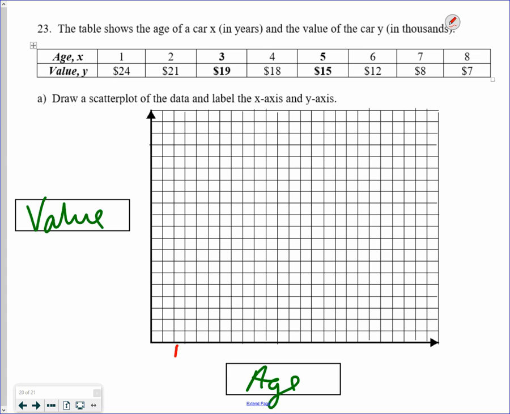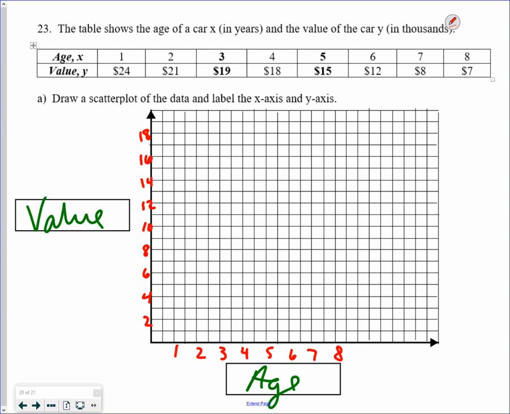So I have 1, and I'm going to go by every other one, going by halves: 3, 4, 5, 6, 7, 8. All it does is spread the values out a little bit more. And then going up, I'm just going to go by ones. So this is 2, 4, 6, 8, 10, 12, 14, 16, 18.